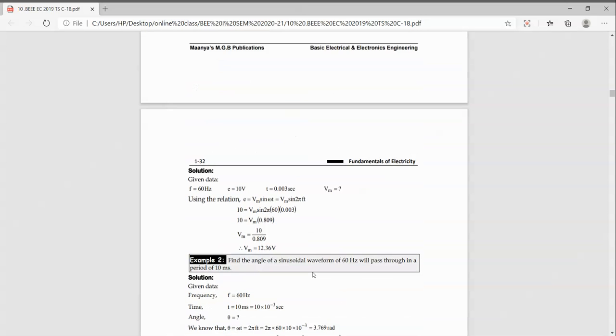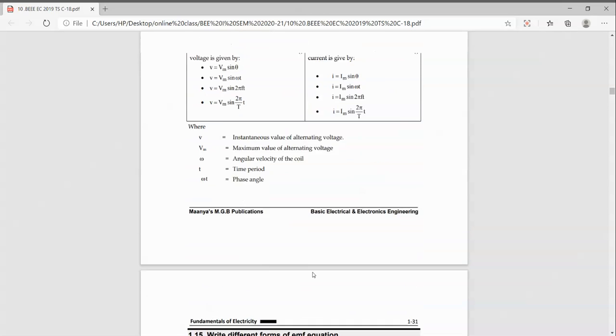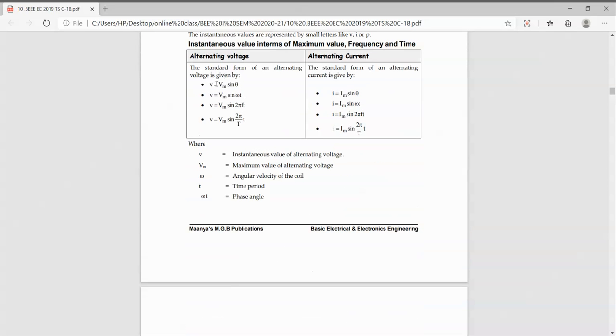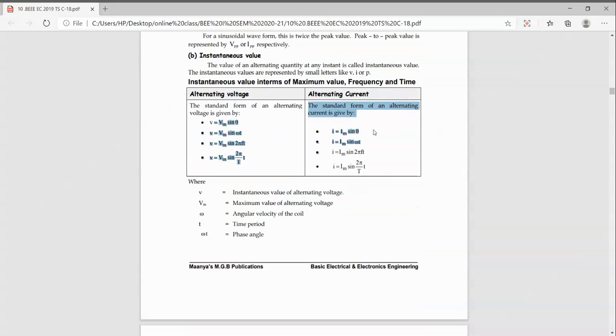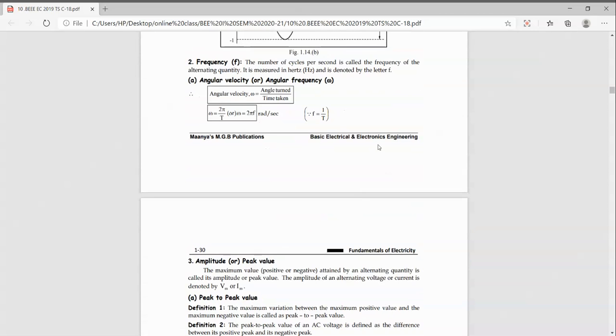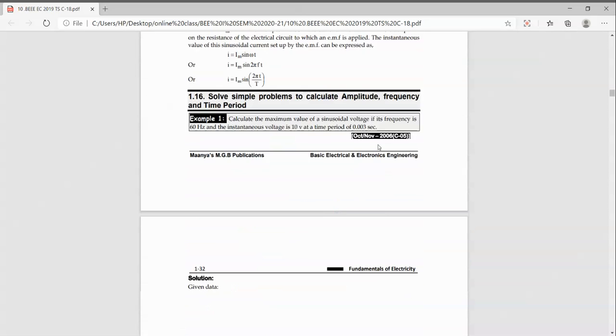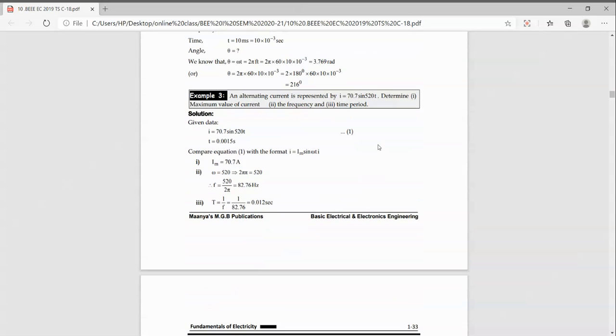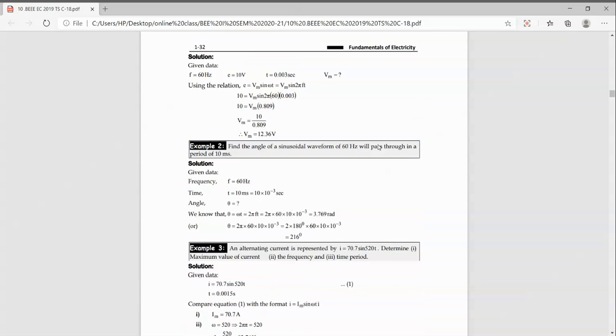You people have to remember these formulas so that you can solve any problem. We have three examples here, and you also have to solve some unsolved problems that are given. You have to solve those problems as well.